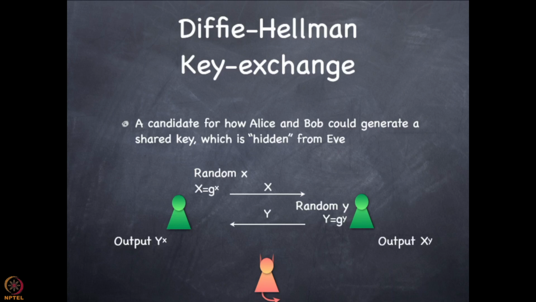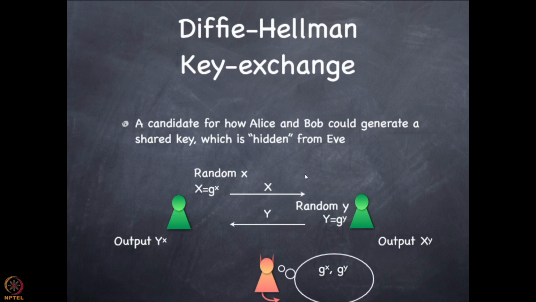And Bob can also compute g to the xy by taking g to the x and raising it to the little y that he has. So both parties can compute g to the xy. So now they have something that's shared. What does the eavesdropper see? She sees g to the x and g to the y. And hopefully she'll have no idea what g to the xy is. Okay, g to the xy should be pseudo-random given g to the x and g to the y. If that's the case, then this would work. So that's basically the idea of Diffie-Hellman key exchange.